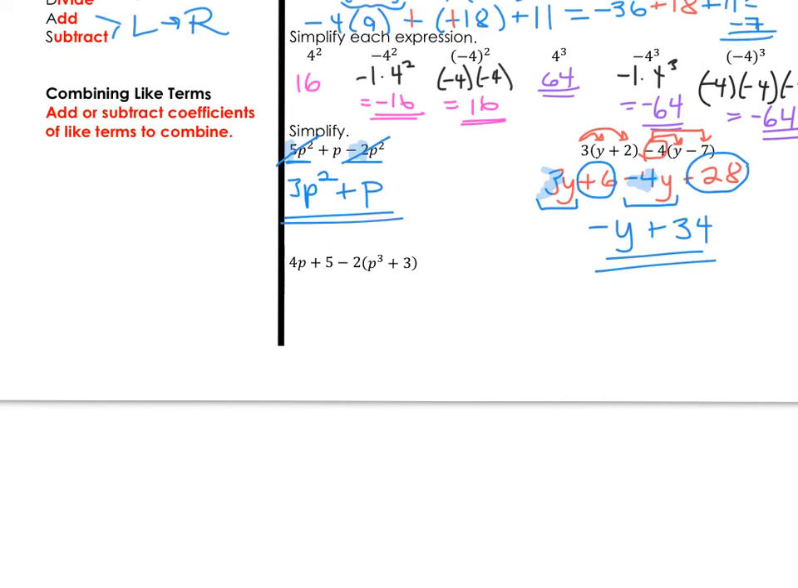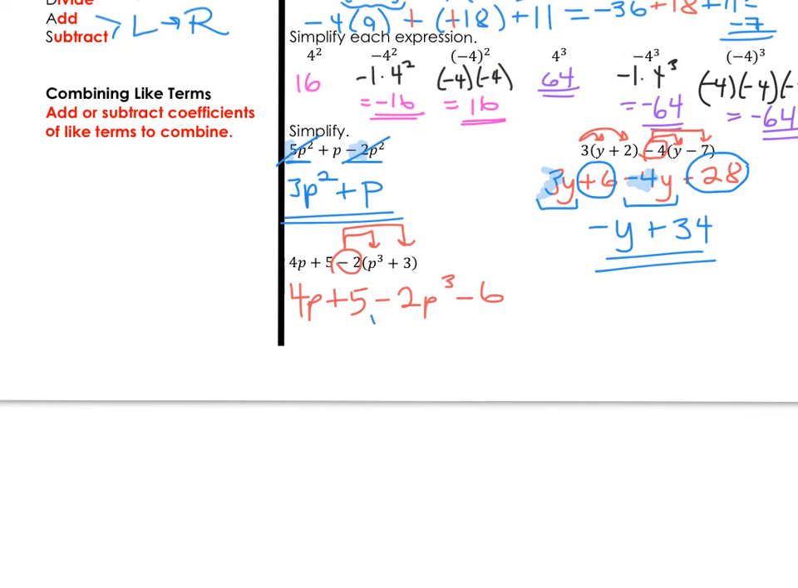In that last example down below, we have one more set of parentheses to evaluate, and again we've got that negative out in front. We'll start off with our 4p plus 5, and then we'll take that negative 2, distribute it to the p cubed, and that would give us minus 2p cubed, and then the negative 2 with the 3, and that gives us minus 6. Now there's not a lot of like terms that we're going to group here. I'll start with my variables. We have p and p cubed, so they're not like terms.